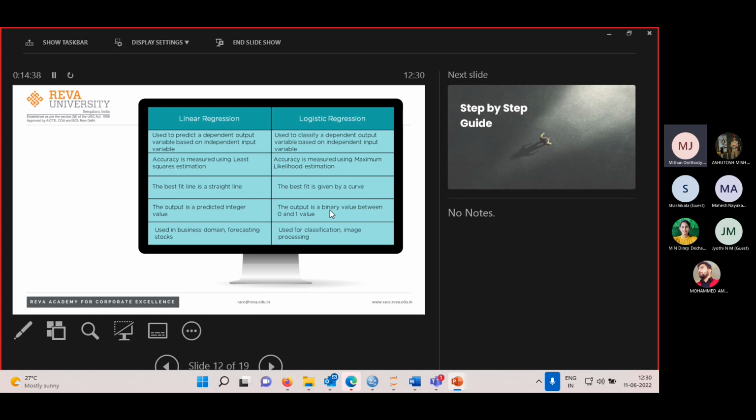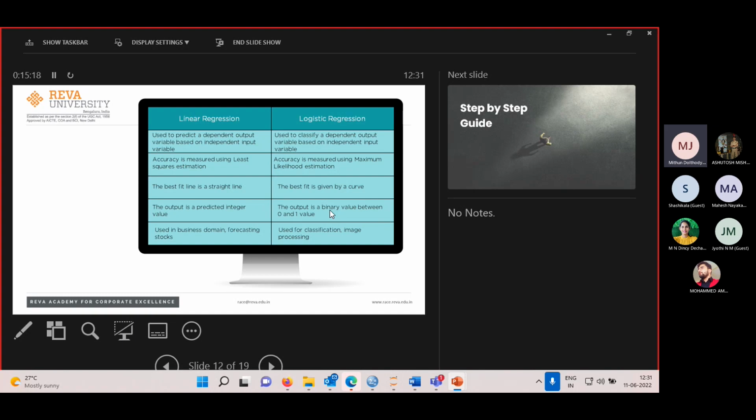Fundamental. What is OLS? Ordinary least squares. Right? So here the best line is a straight line. You just do a 45-degree line, job done. Correct? Here the best line is given by a curve. You've seen that beautiful sigmoid shaped curve, S-shaped curve, which is the motivation behind your logistic regression model, right? The output is a predicted integer value. Integer means in any situation, it can be from minus infinity to plus infinity. Here, the output is a binary value between 0 and 1. You've just now seen here, I will always get a value between 0 and 1.